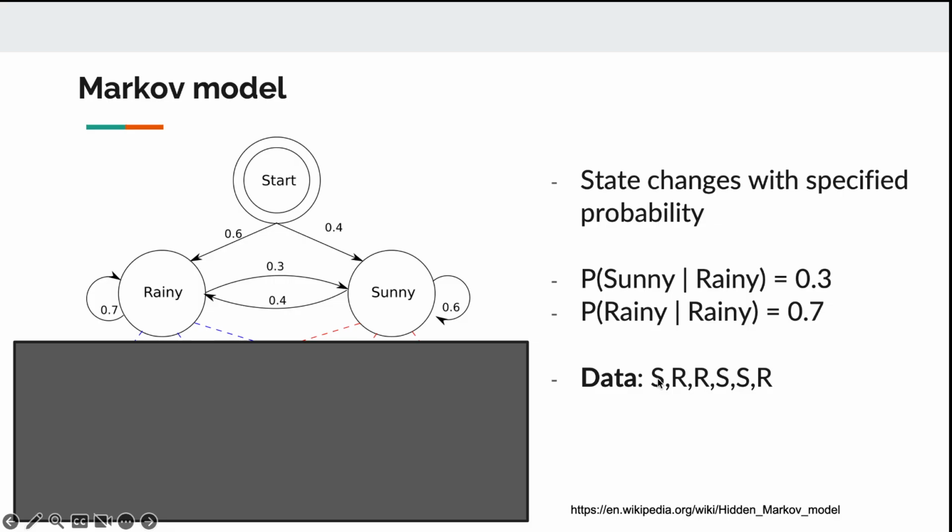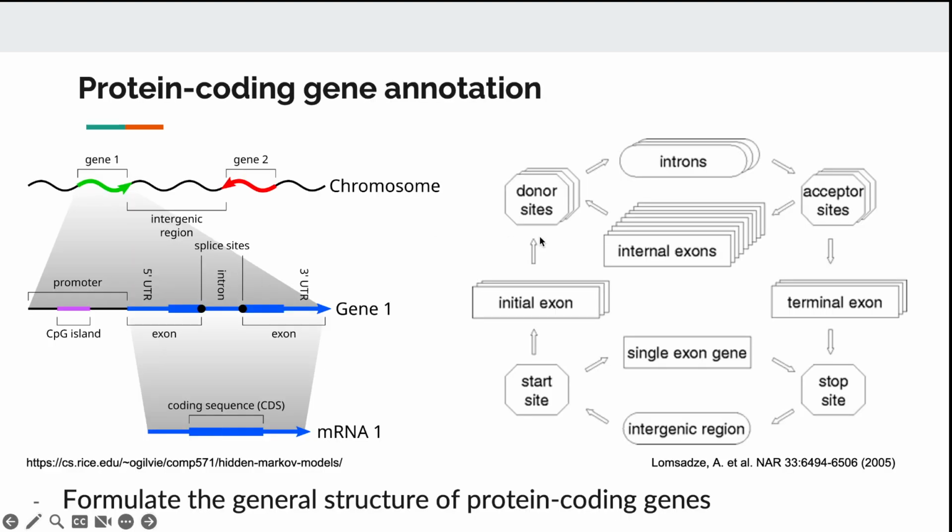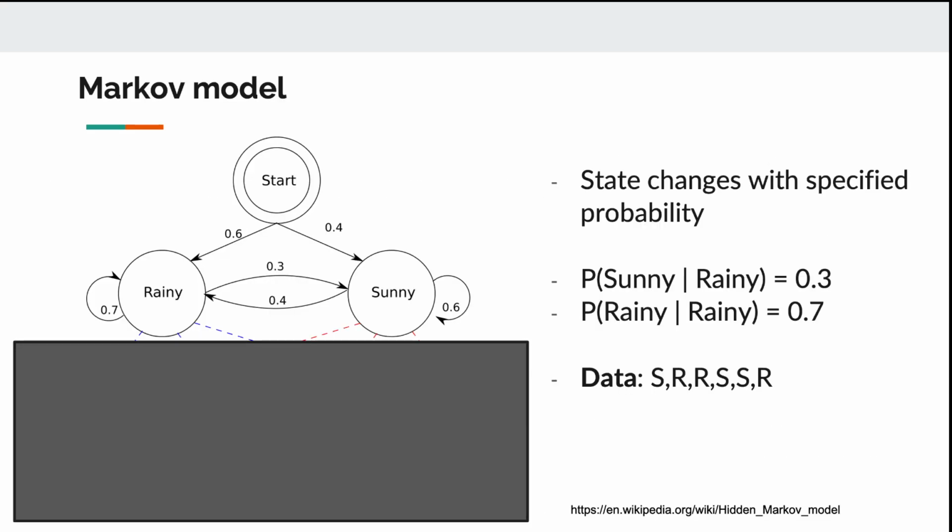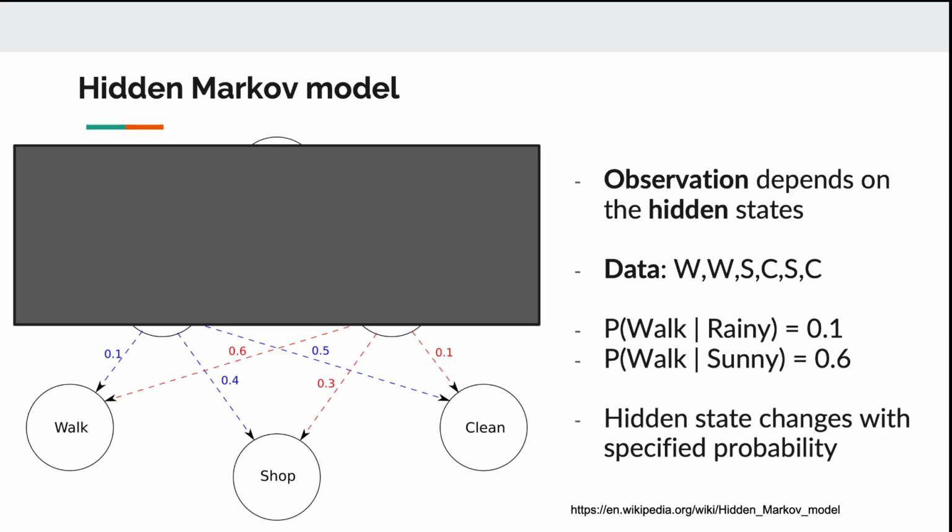What we observe from the data is the state. The first day is sunny, the second day is rainy, the third day is rainy, the fourth day is sunny. So we know the weather. But in DNA sequencing data, when we want to annotate the gene structure, for example, we are not going to be able to observe these states. Instead, we are going to see the nucleotide sequence, which are not these states. So we need to rely on a hidden Markov model.